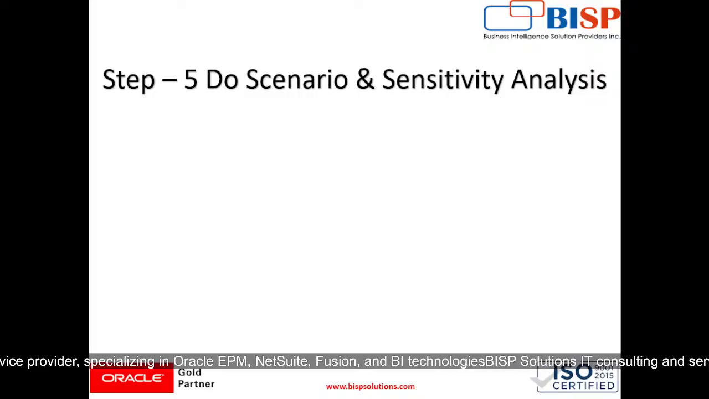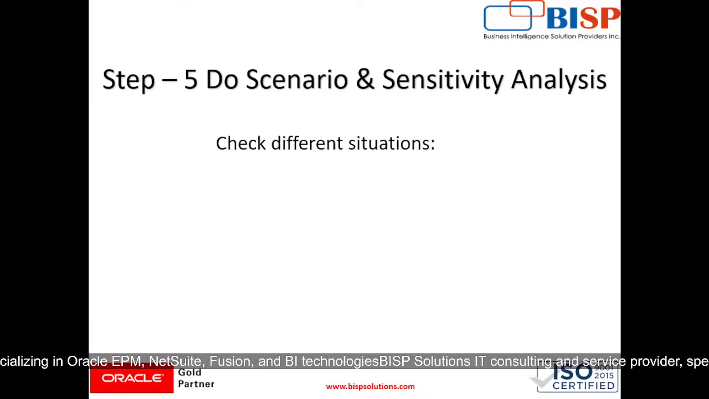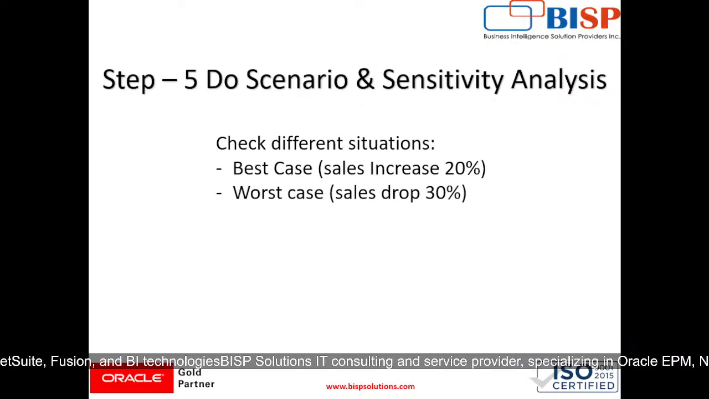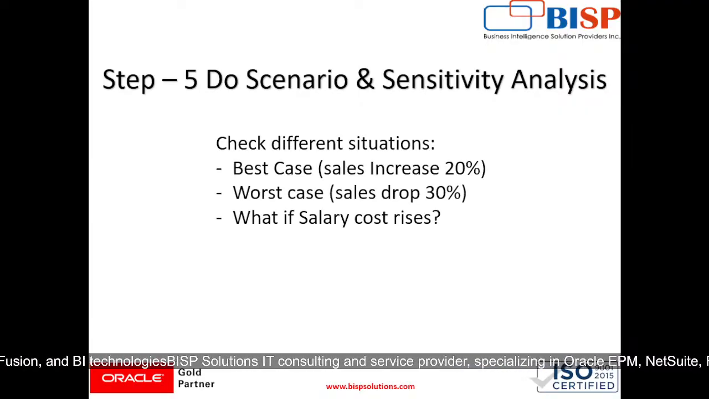Next is scenario and sensitivity analysis, where we will be checking different situations, like the best case where sales increase by 20%, the worst case where sales drop by 30%, and what if salary cost rises. So we will be making 3 versions of our coffee shop model: one where sales are high, another where they stay flat, and one where they are falling.